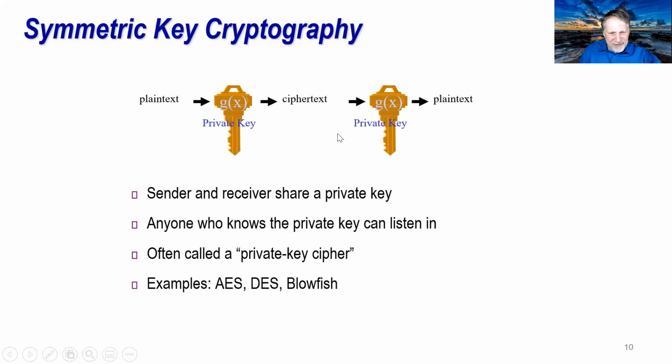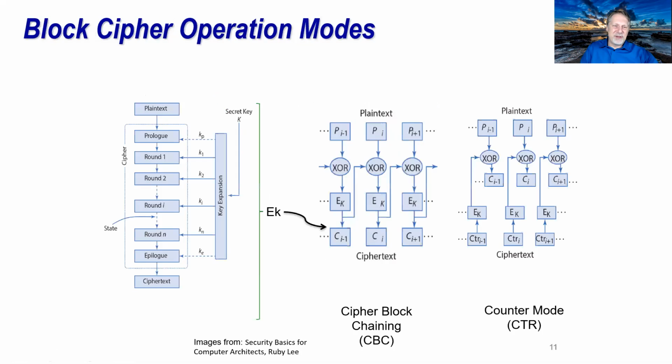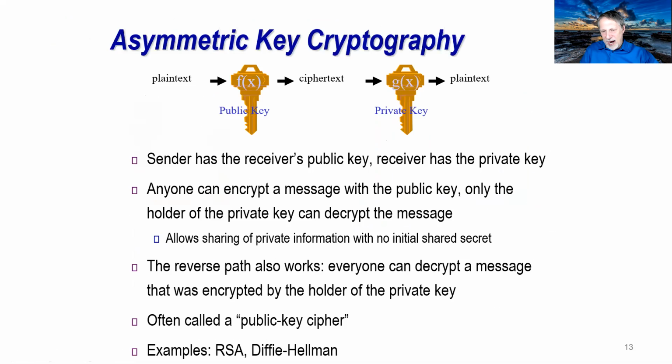Since we both have to have the key, how do I get you the key without exposing it? I can't encrypt the key with the key. And that's really where the other mode of cryptography comes in, which is called asymmetric key cryptography. This is a form of cryptography that uses what's called a public key and a private key. And it solves this problem of being able to distribute a piece of information even though you and I do not have a shared secret.